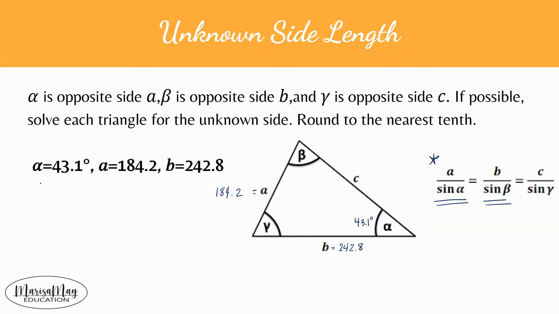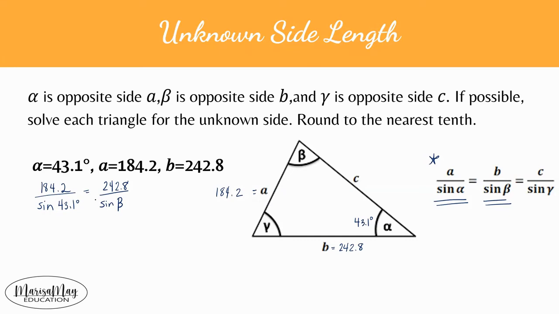So let's set that up. I've got A, which is 184.2, divided by the sine of alpha, which alpha is 43.1 degrees. And that's equal to side B, which is 242.8, divided by sine of beta. Now, it would be really easy to type in your calculator the sine of 43.1 and get a decimal. However, you would have to round that decimal. And I'm going to save our rounding for the very last step.